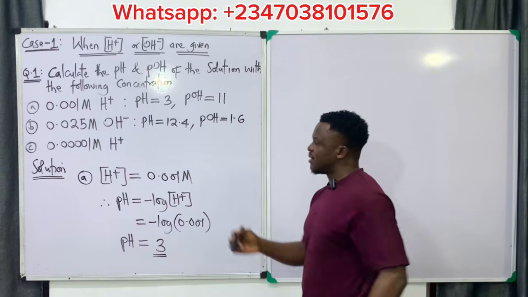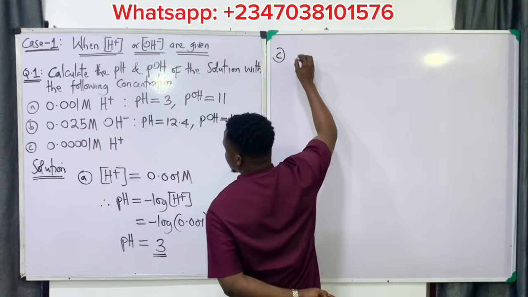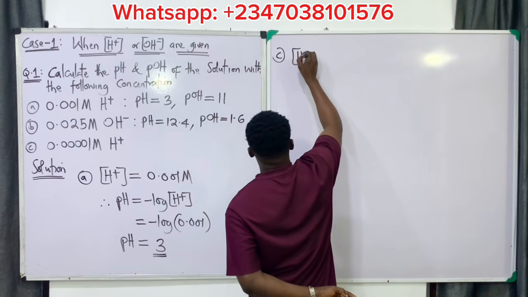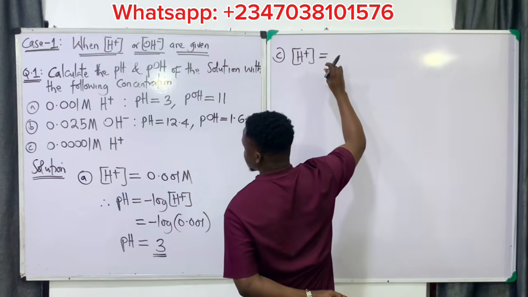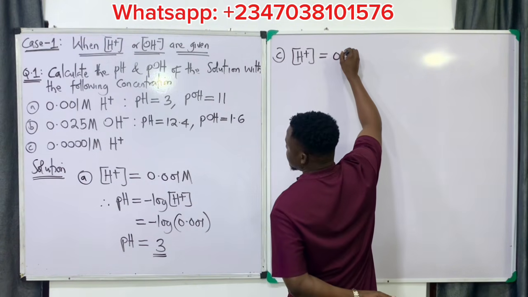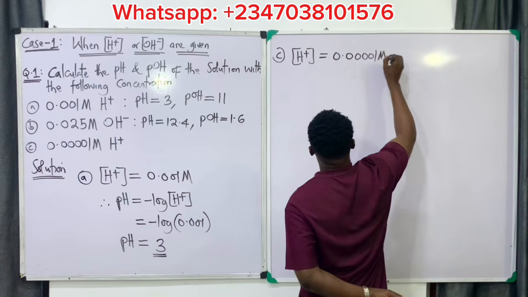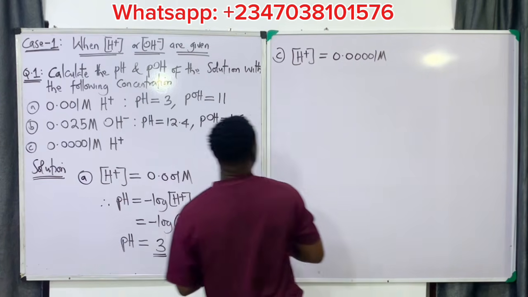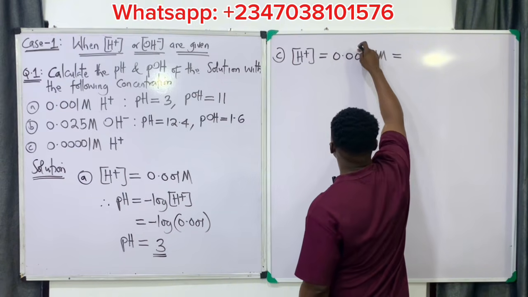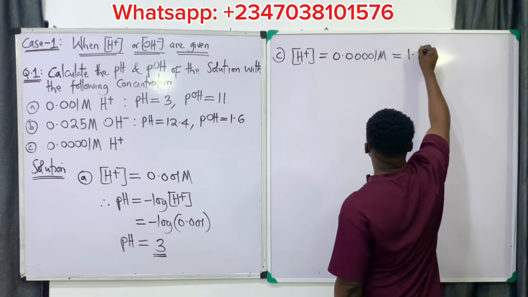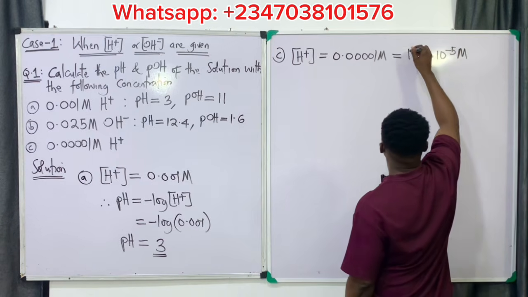All right, so let's look at the next one, the C. We have C, H plus is equal to 0.00001 molar. All right, which is equivalent to saying 1.0 times 10 raised to the power of minus 5 molar.